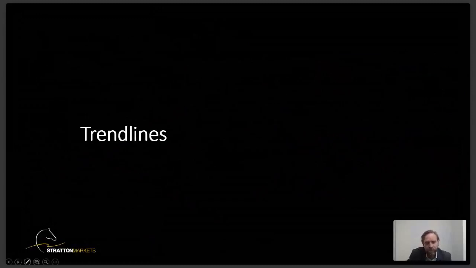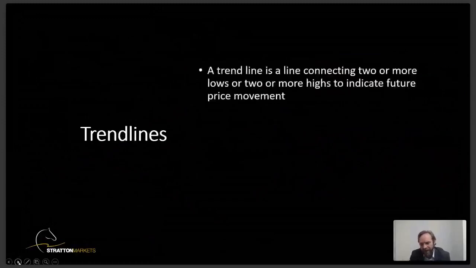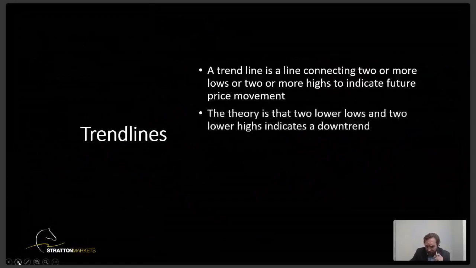Okay, so a trend line, and again, you can draw this yourself with your naked eyes, you need to train yourself to spot it. But a trend line is a line connecting two or more lows, if it's an uptrend, or two or more highs, to indicate future price movements. The theory is that two lower lows and two lower highs indicate a downtrend. So you've got an asset going one low and then another low which is lower, and at the same time a high and a lower high, that's a downtrend.